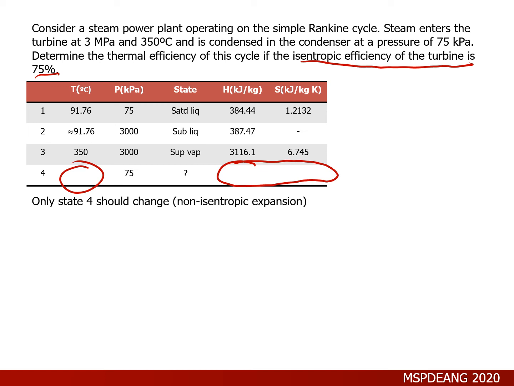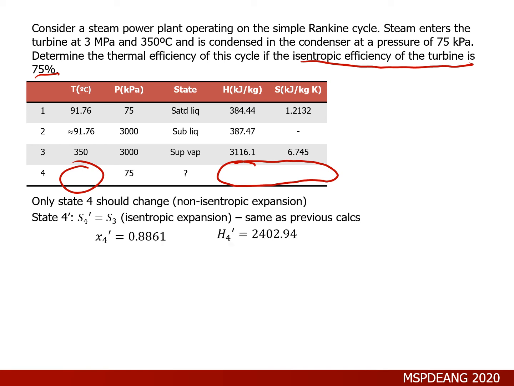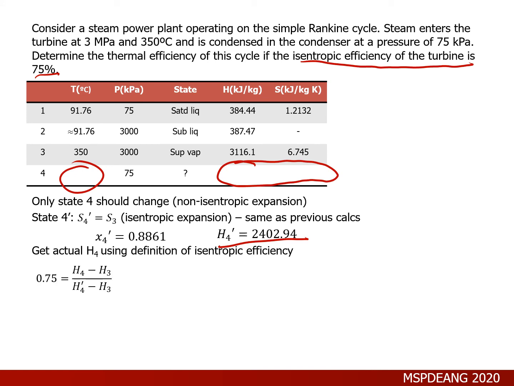So we can still use the isentropic state 4, which is S4 prime equal to S3. It's the same as our previous calculations. And we will now use the definition of isentropic efficiency and the isentropic state to get the actual state of state 4. Using the definition of isentropic efficiency, recall from our previous lecture, this is the definition of the isentropic efficiency of a turbine. And we can now get the actual H4.